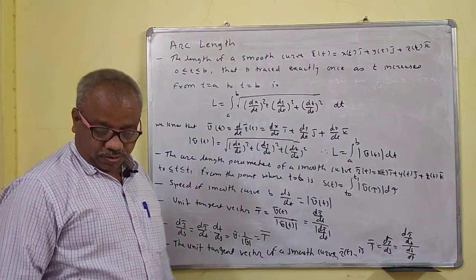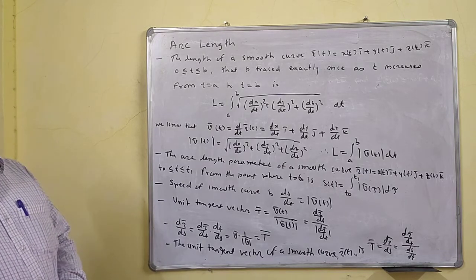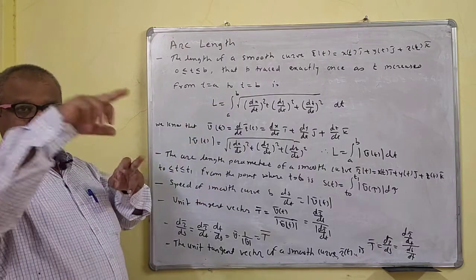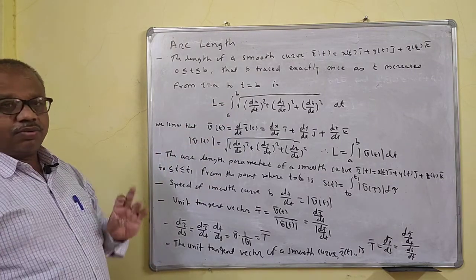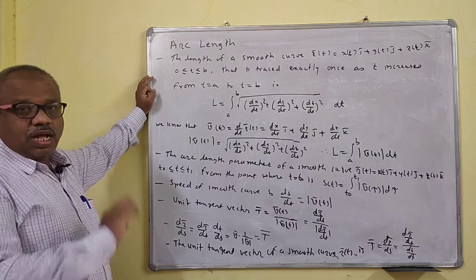Okay, so welcome. Now we will see how to find the arc length. Suppose the curve is given, from t equal to a to t equal to b. That is the length of the curve that you want to find. That is called arc length.